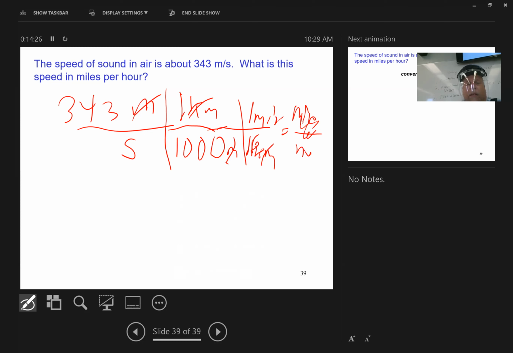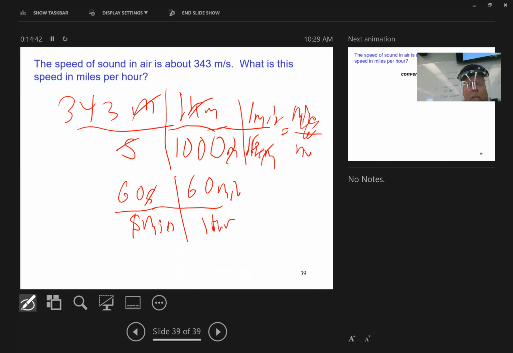Seconds to minutes. So then you have 60 seconds on the top. 60 seconds is 1 minute. The seconds cancel. Now you have minutes. 60 minutes is 1 hour. Okay, minutes cancel. And now you have it in miles per hour. So essentially you now have miles per hour in the final. That gives you your answer.